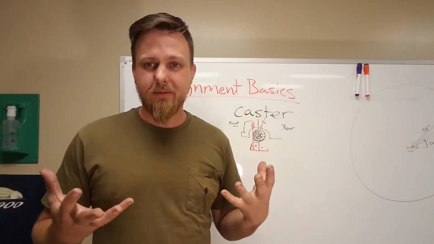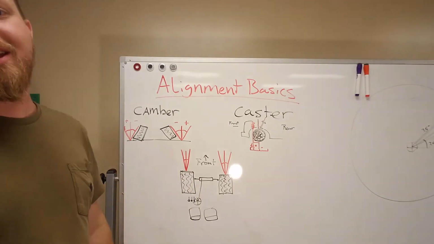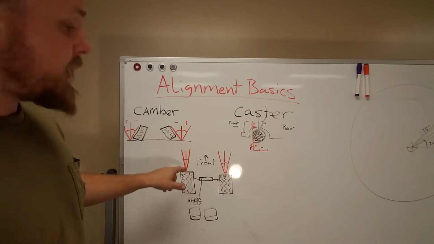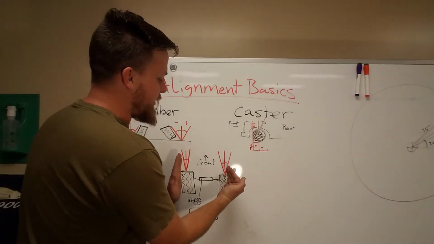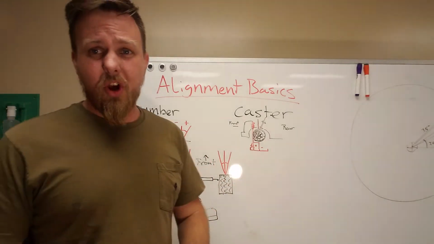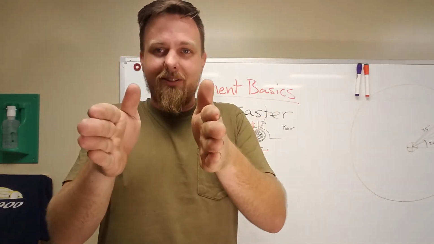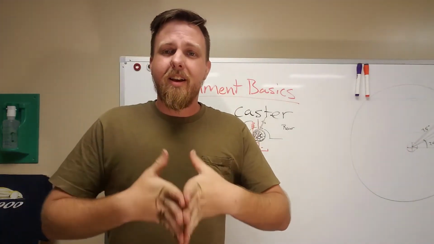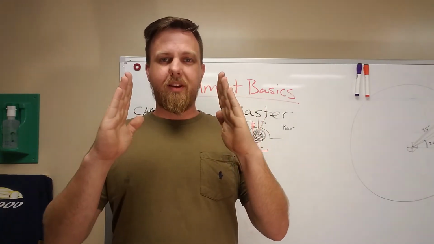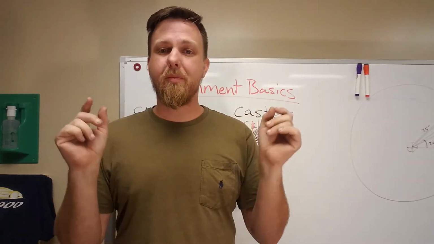Caster is pretty important. And then toe. This is probably the most understood of any alignment thing. It is simply, when viewed from above, see, this is the front, the relation of the front of the tires towards each other. Zero toe is both wheels straight ahead. So we're going straight ahead, no difference between them. Toe in is where the front of the tires are pointed in towards each other, and then toe out is where they're pointed out away from each other.